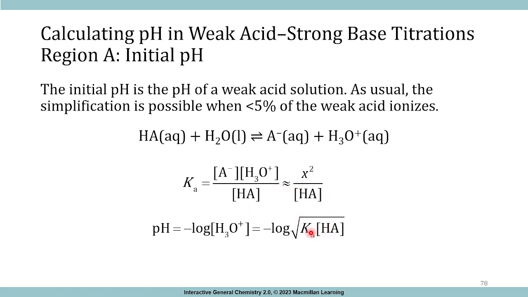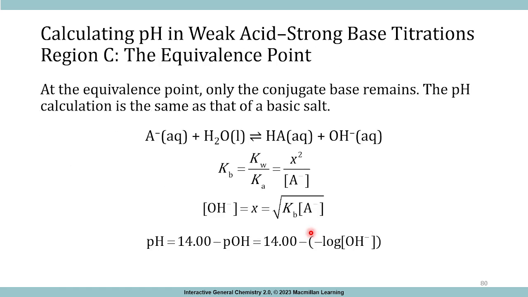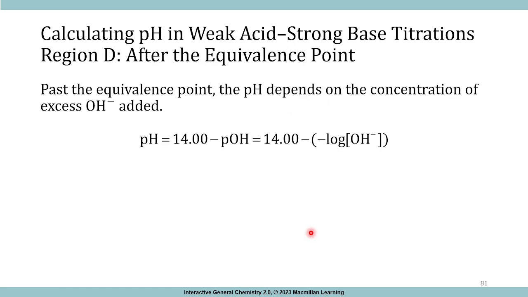The square root of Ka times the concentration of the acid, right? It's actually the same formula because it's the same ICE problem, just one is for a base, one's for an acid, right? Yeah. Okay. When you're past the equivalence point, your pH is just straight up going to be the concentration of the base that you've added. Okay?